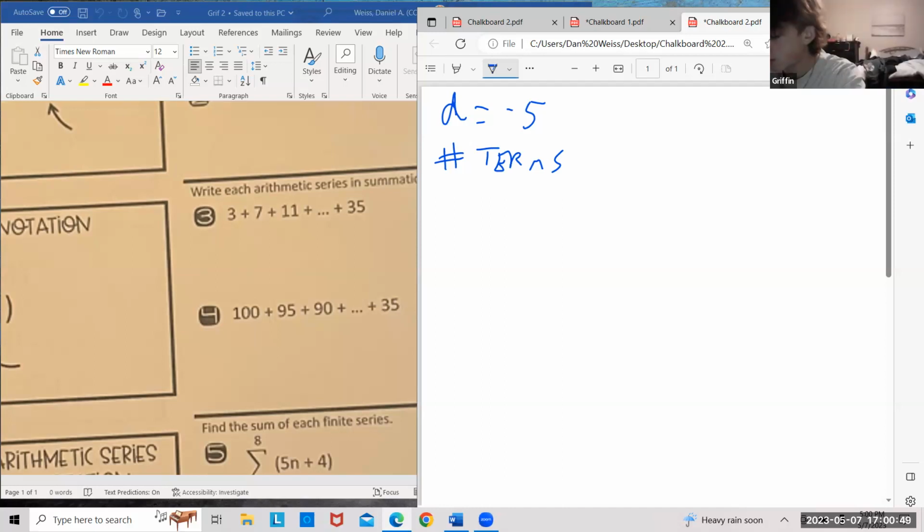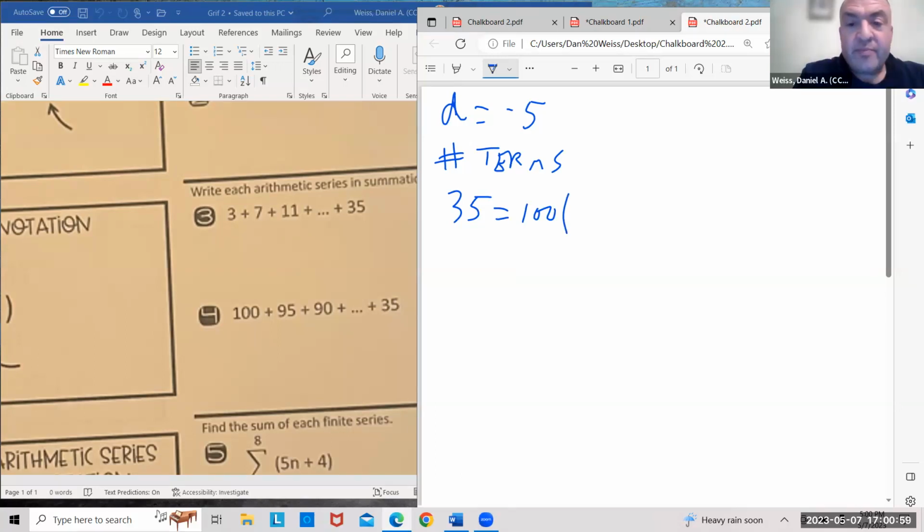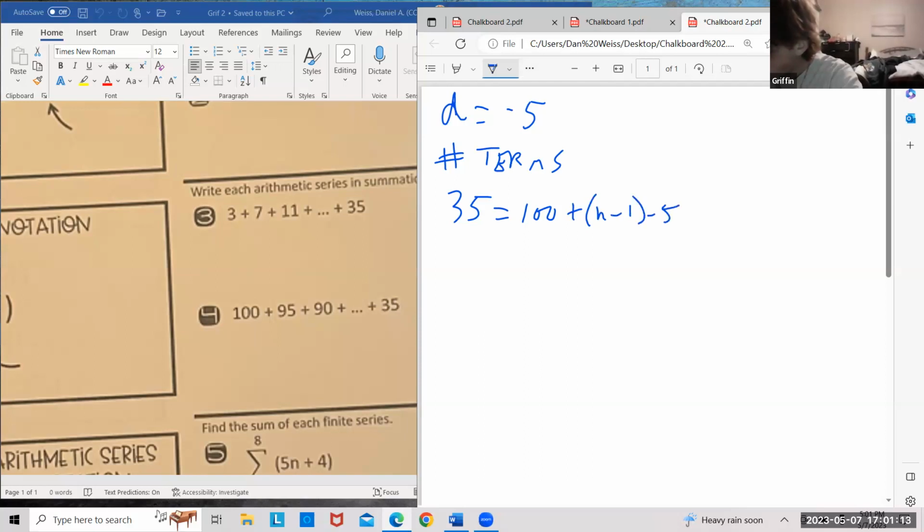So 35 equals 100 plus, in parentheses, n minus 1, close parenthesis, times -5. So from there, you can do 100 plus -5n plus 5. Then you can put the 100 and 5 together to get 105. So now you should have 35 equals -5n plus 105. And if you subtract 105 on both sides, you should have 35.